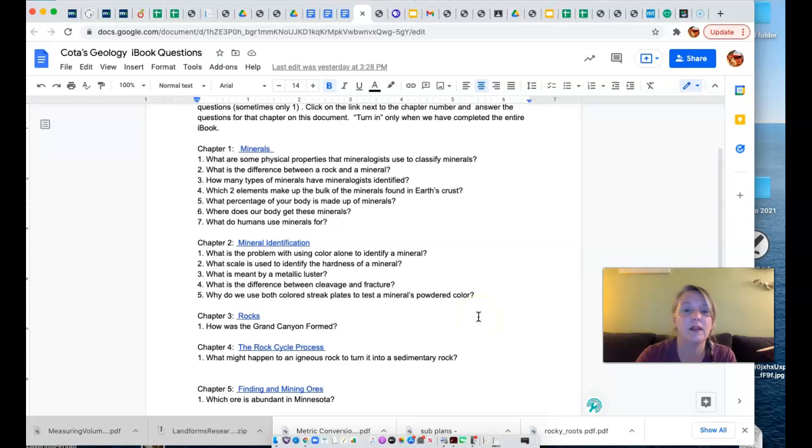Any remaining time today you can use to work on your landform project. Yesterday you were to have chosen a landform from the list. Today you can start researching on the Google Slides. Start doing a little bit of internet research and finding out the location of the landform that you chose and how that landform was formed through natural processes. And we will talk again soon.